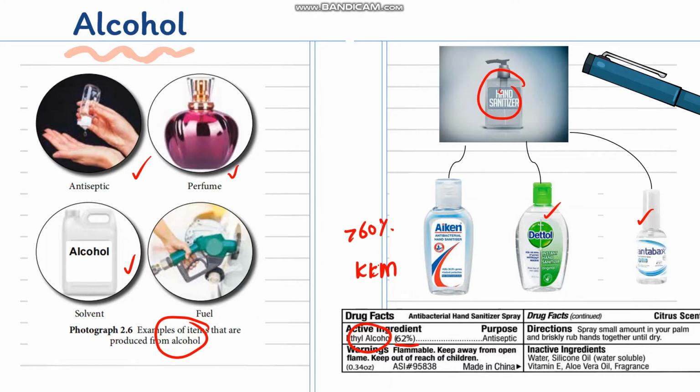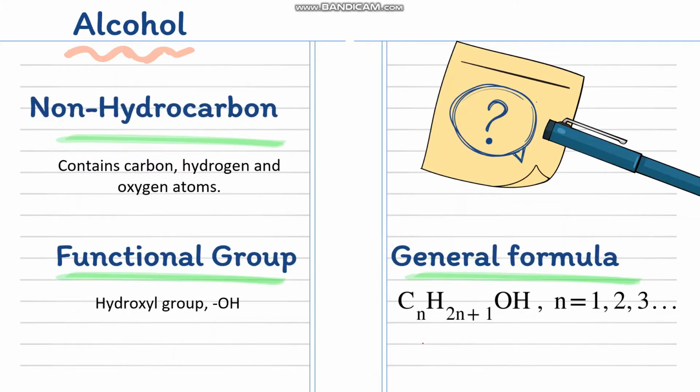in order for the hand sanitizer to function. One thing to bear in mind and be careful about is that alcohol is flammable, so you must keep alcohol-containing products away from heat. Next, there are three things that we need to know and understand about alcohol. First of all, alcohol is a non-hydrocarbon.